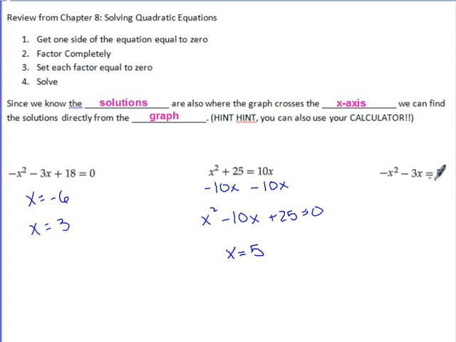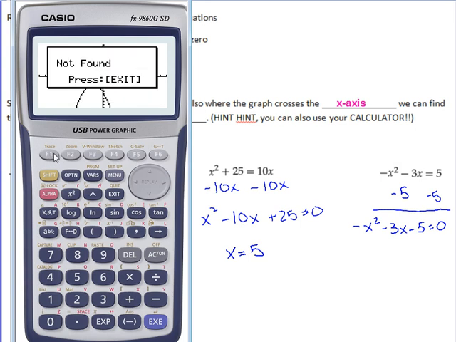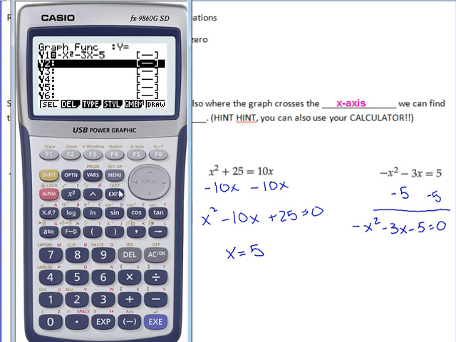Alright, this last example, I want you to pause here and try it yourself. So get it equal to 0, graph it, find the roots. Alright, so you should have got negative x squared minus 3x minus 5 for your equation, and if you graph it, it looks like this. So notice that the graph doesn't touch the x-axis. If I hit G-solve and hit root, it tells me not found, because there aren't any.